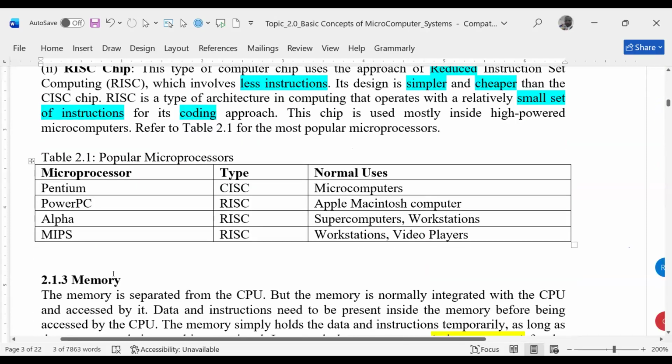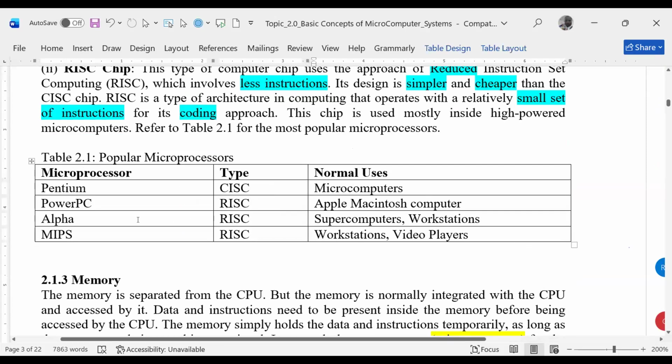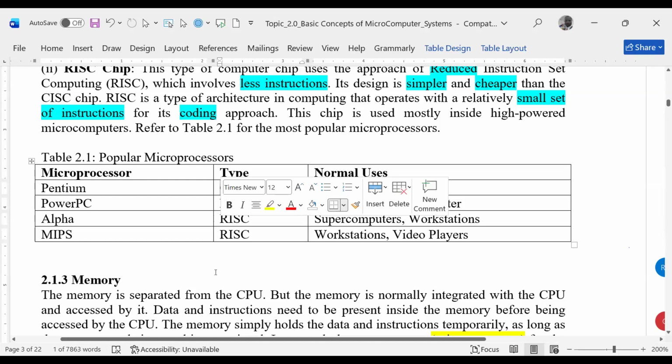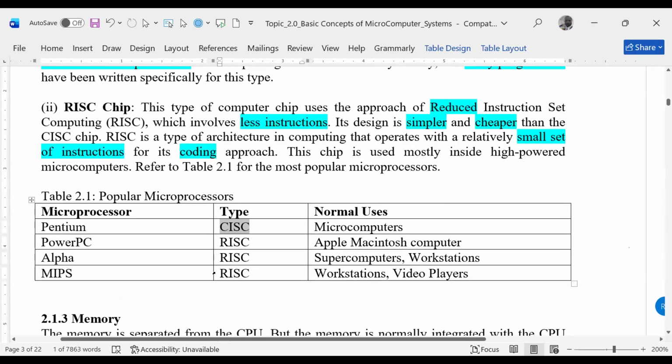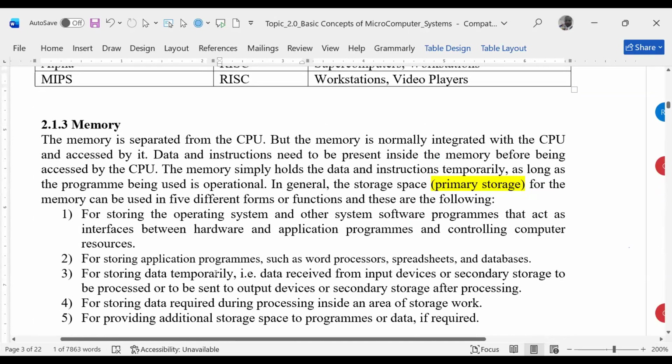An example is what we see here. If a computer uses a processor with the term Pentium, that means it uses what is called the CISC architecture. PowerPC, Alpha, MIPS also use what is called reduced instruction set computing. So if your computer is Pentium, put in mind that the architecture is called CISC, complex instruction set computing. Now we have understood the processor as a key component of computing. The next one is memory.